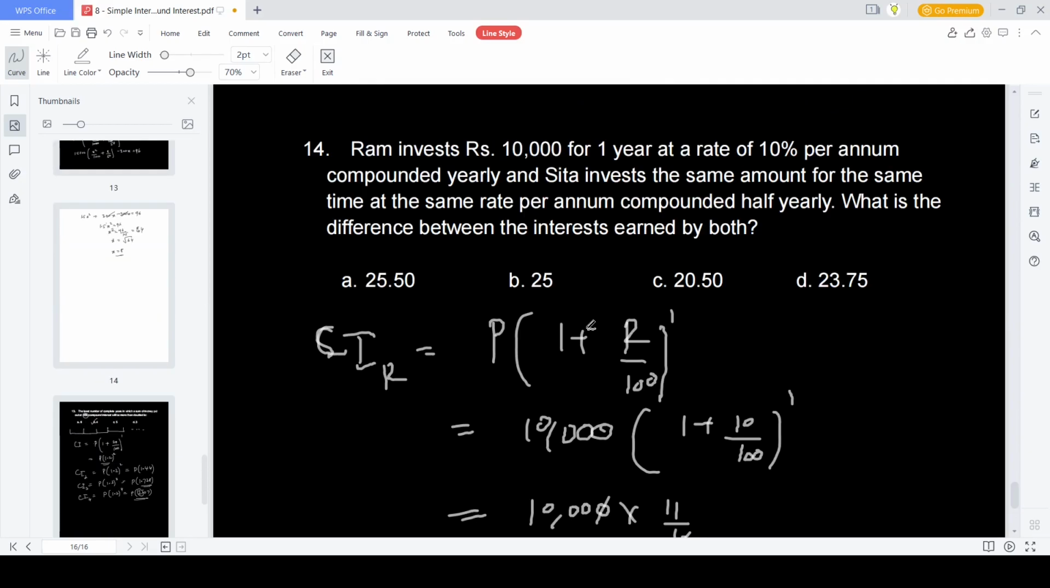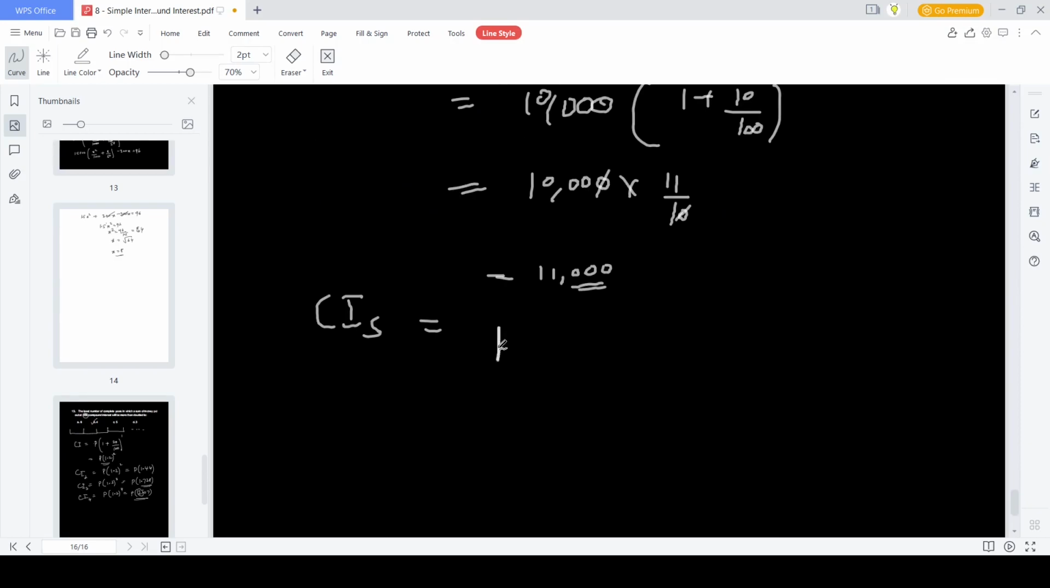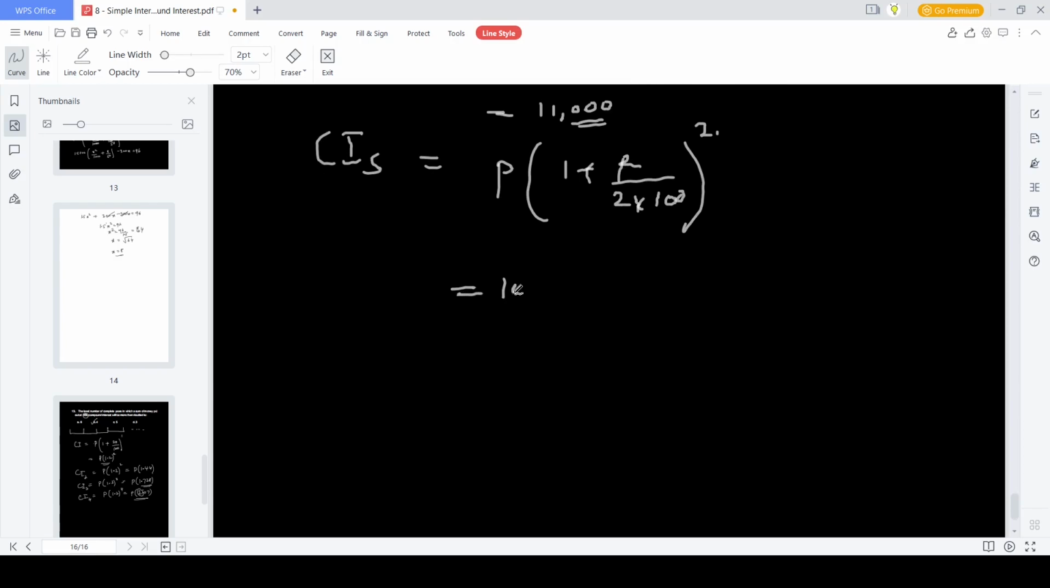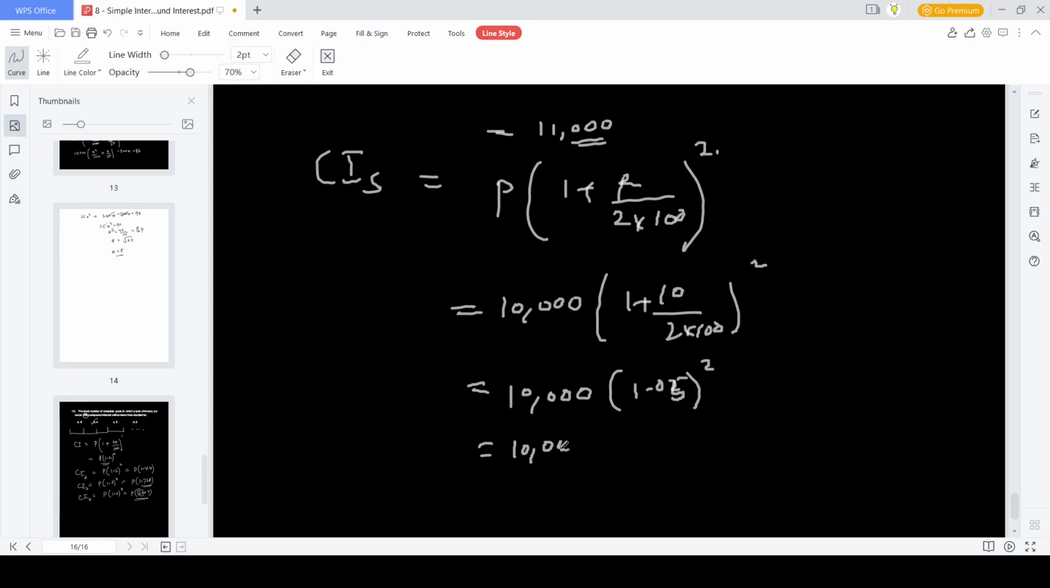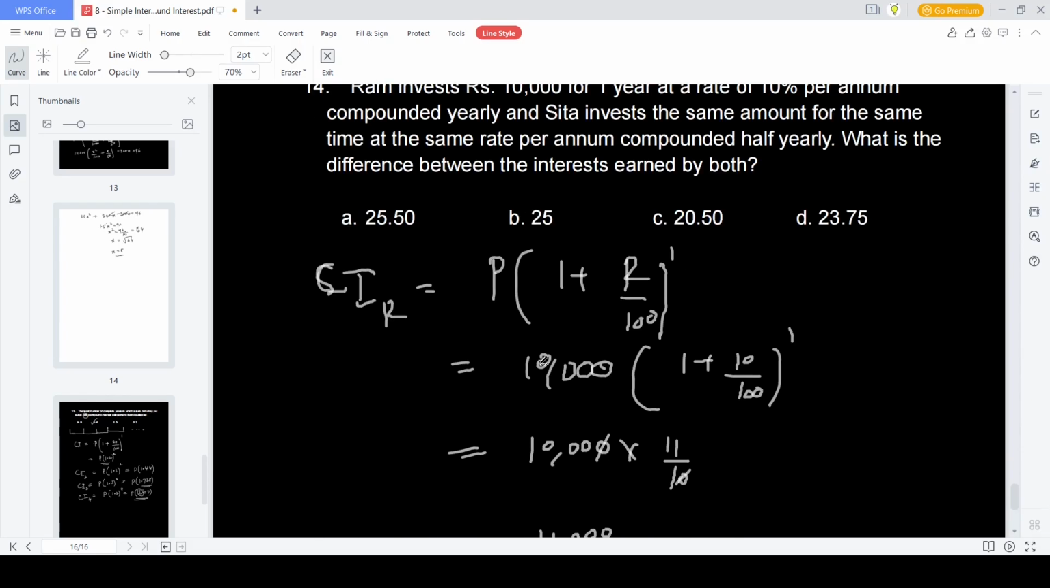Similarly, Sita, there's a different Ramayan going on here. P into (1 plus R by 2 into 100), because it's compounded half yearly, and there are two such periods because it is one whole year. So this becomes 10,000 into (1 plus 10 by 2 into 100) whole square. This is nothing but 10,000 into 1.1025. So that comes as 11,025 rupees. That is what Sita has. Now the difference in their sum is what they're asking.